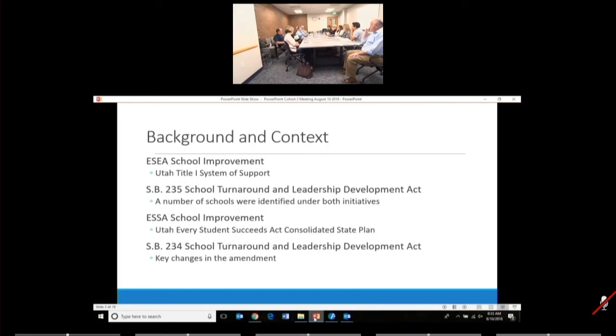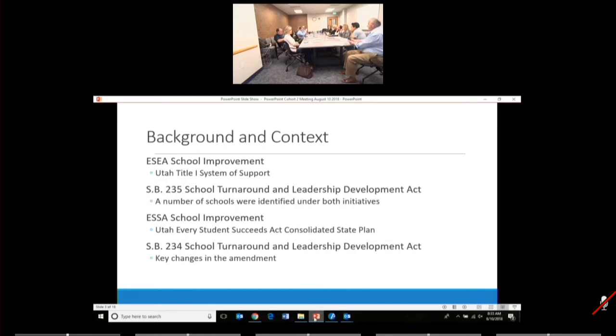The USBE approves a list of turnaround providers. What's different from the first law is now the money flows through USBE to the LEAs who conduct RFPs, select one of those providers, and then contract with the provider to come into the school based on the needs assessment and root cause analysis and develop a plan, implement a plan, and go through that process for those 2 years of implementation.